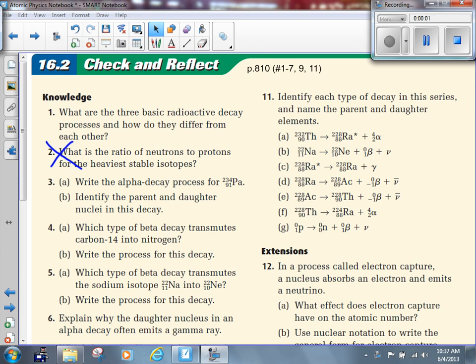We had 2 bits of homework last night that we're going to check over today. The first set was page 810, number 1, 3 to 7, 9, and 11. Any issues with those questions on page 810, please?